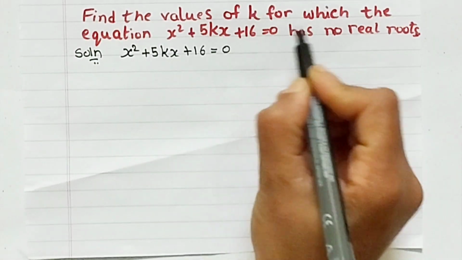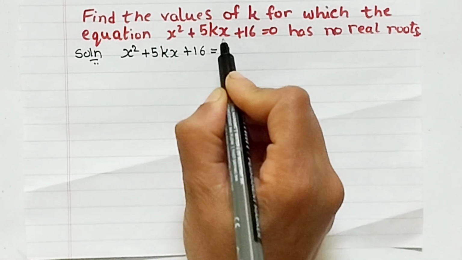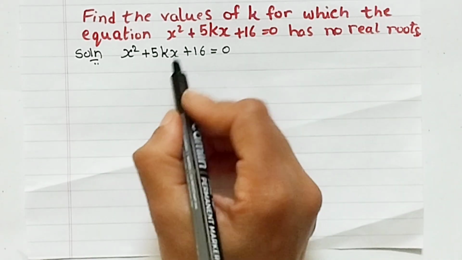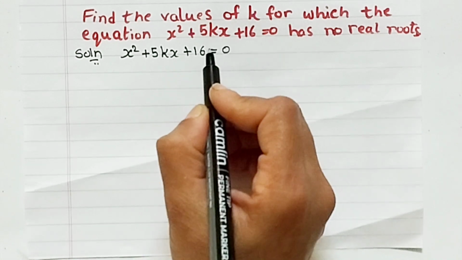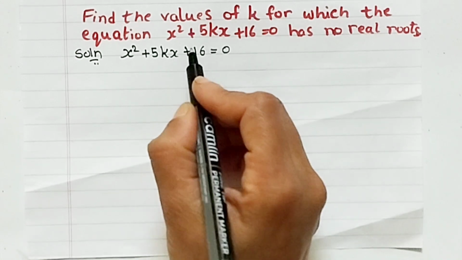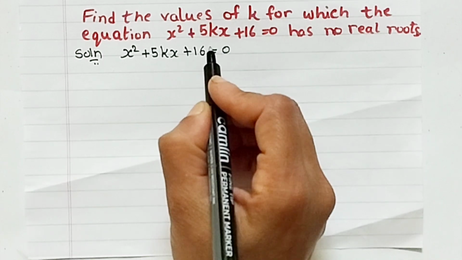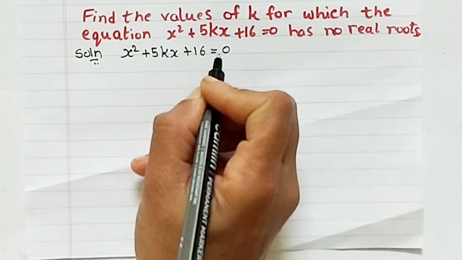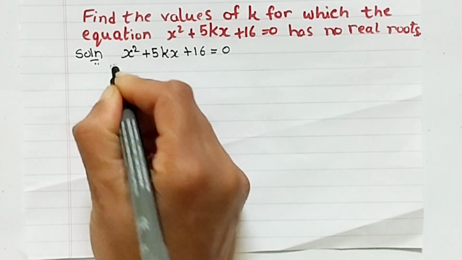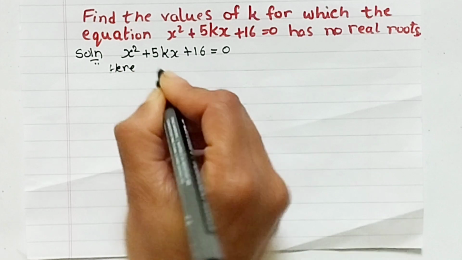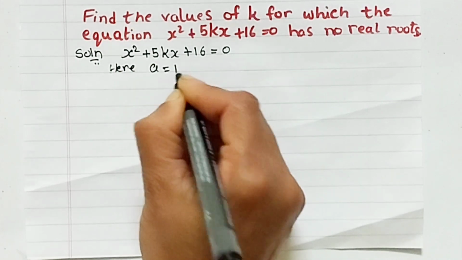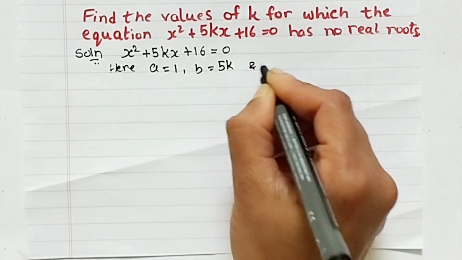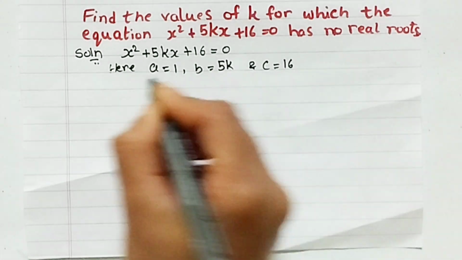Find the values of k for which the equation x square plus 5kx plus 16 is equal to 0 has no real roots. Solution: here the given equation has no real roots. That is, the discriminant of the given equation is less than 0. Comparing this with ax square plus bx plus c is equal to 0, here a is equal to 1, b is equal to 5k, and c is equal to 16.